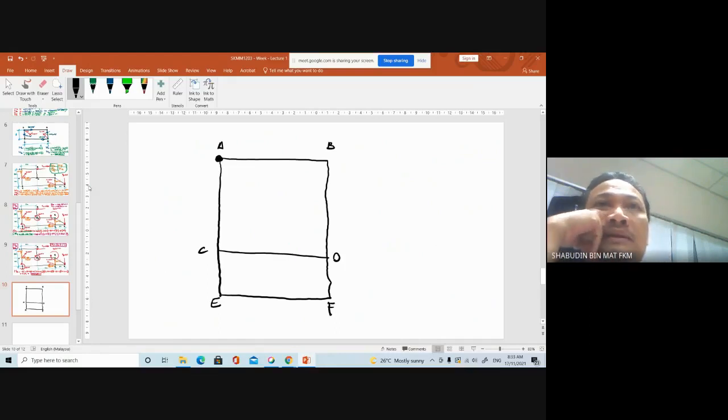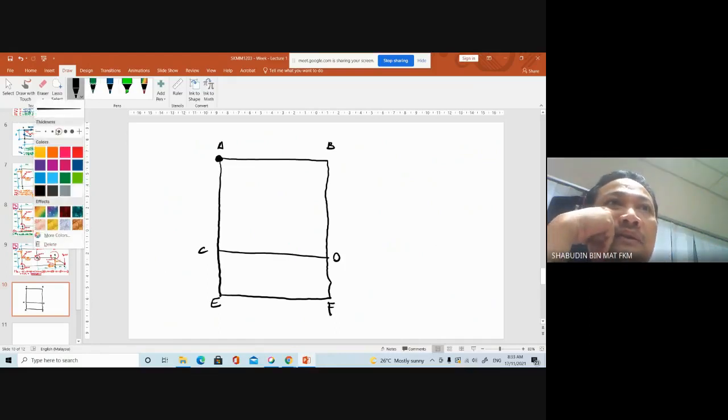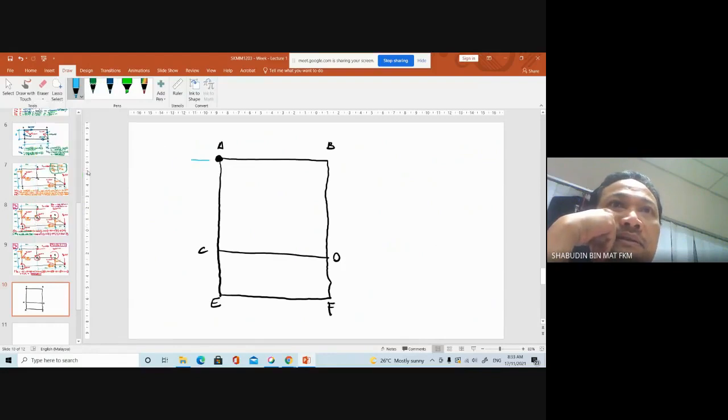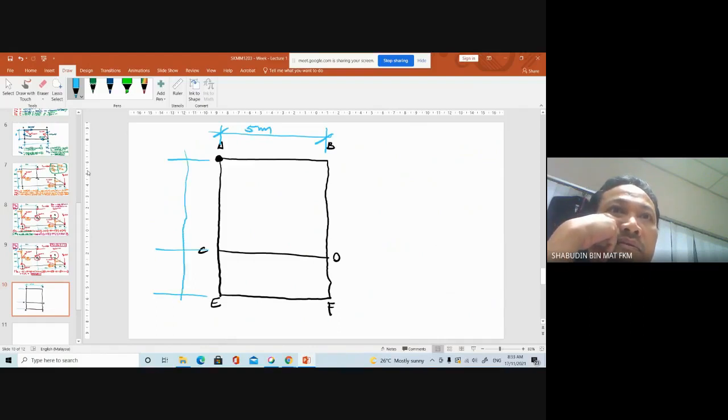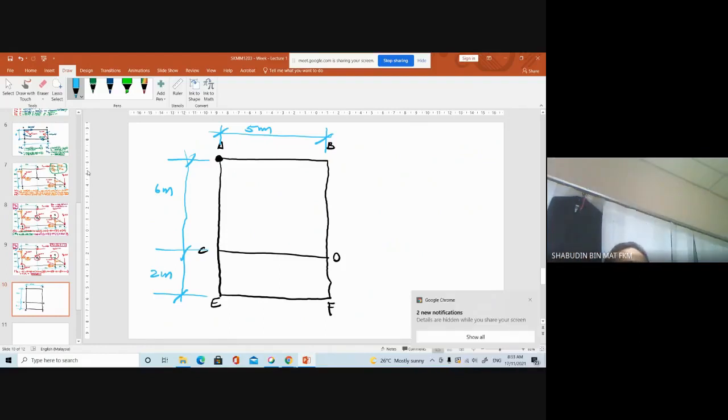Okay. So you are given distances all here, all are given. Say there to there is 5 meters. There to there is 6 meters. There to there is 2 meters. Okay. There to there is 2 meters.